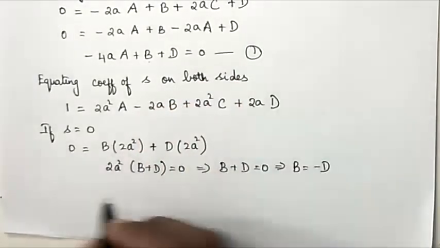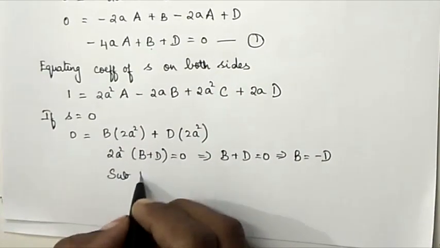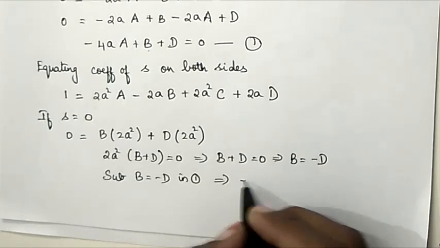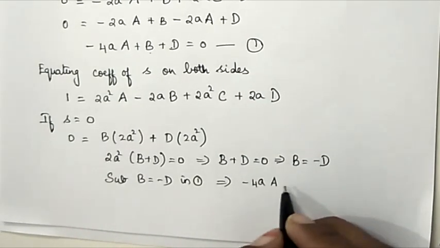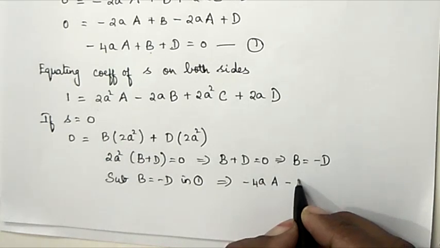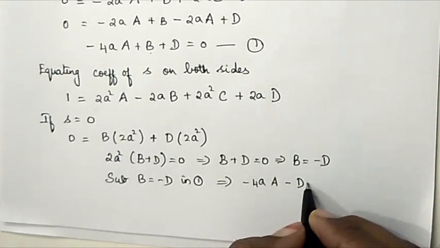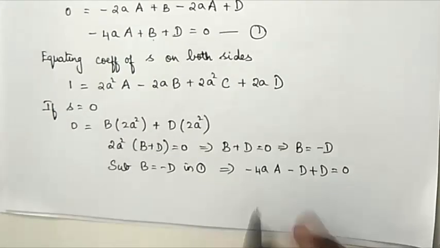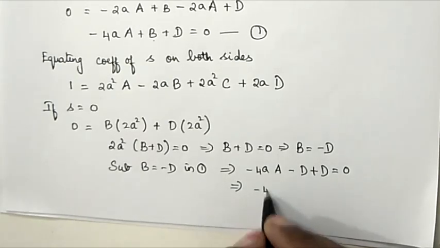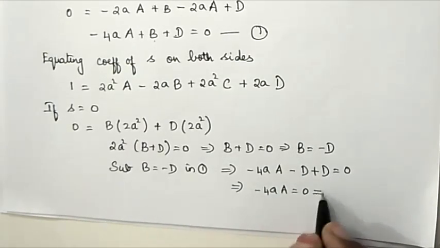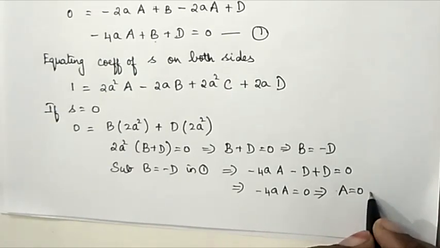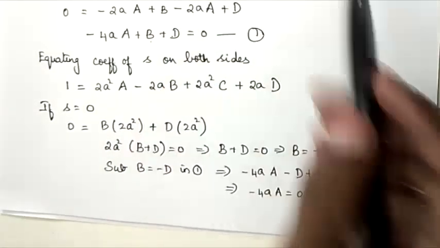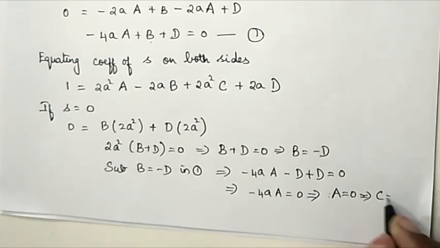I'll mark this as 1. Substituting b equal to minus d in 1 will imply minus 4a A minus d plus d equal to 0. And so this implies minus 4a A equal to 0, and that implies a is equal to 0. If a equal to 0, we also see that a is negative of c, so c is also 0.